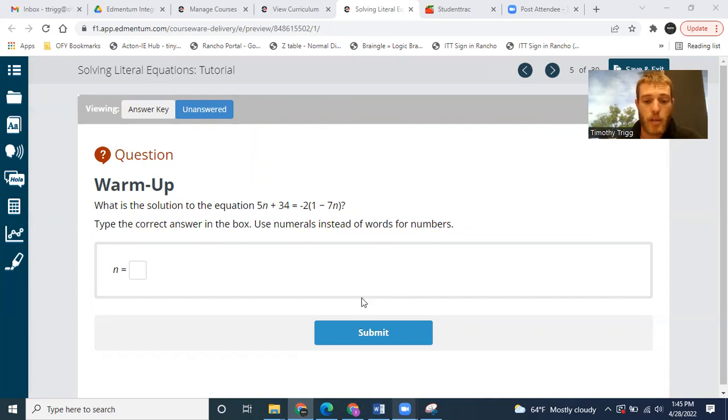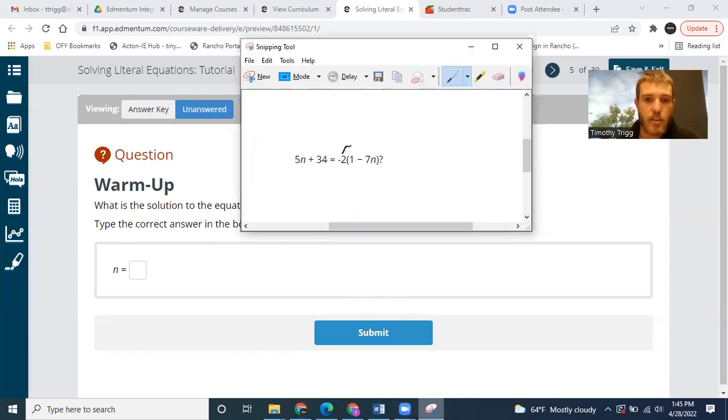So what do we want to do here? I hope you remember how to do this, but the first thing we would do is distribute this -2. So this -2 multiplies with both these terms in the parentheses, giving us -2 plus 14n here on the right. On the left, nothing changes. We still have a 5n plus 34.